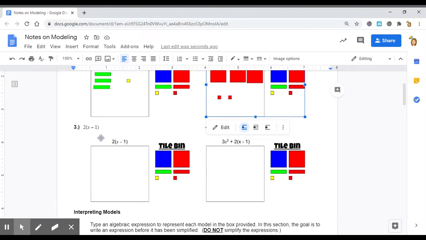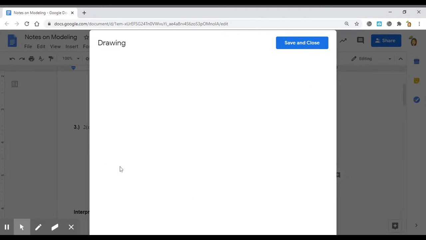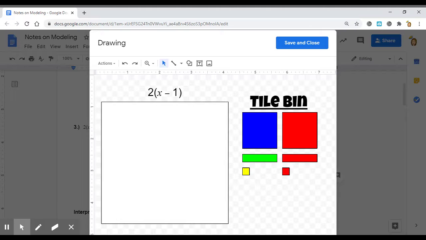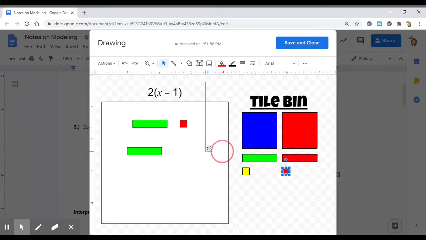Now this one's special. 2 and then the difference of x and 1, or 2 parentheses x minus 1. When we're doing this one, the 2 on the outside tells us how many groups we have. So we have 2 groups, and the stuff on the inside tells us what's in each group. So we have 2 groups of a single positive x and a negative 1. So I'm going to make one group of a positive x. So that's a green one, and then a negative 1 is a small red square. And then I need another group of positive x and negative 1. So now I've shown 2 groups of x minus 1.